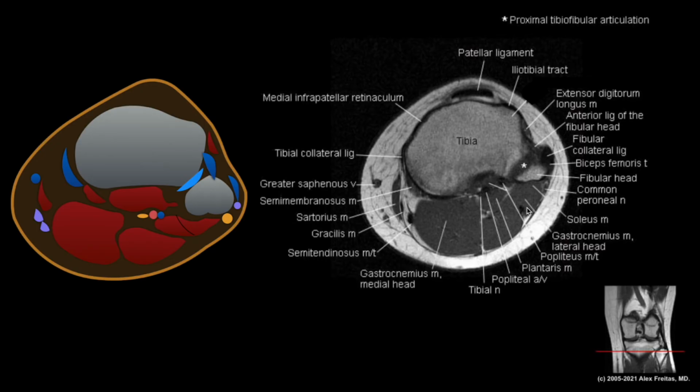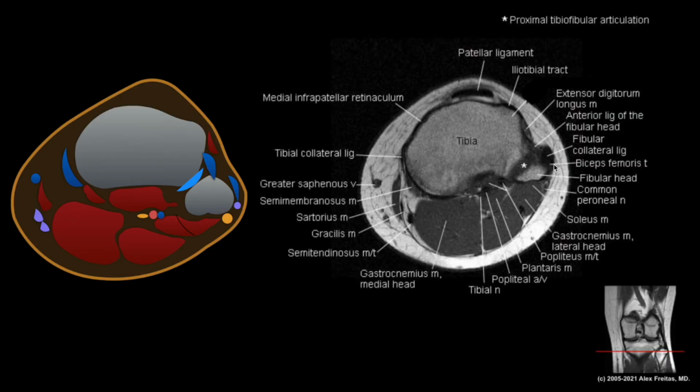And then we have the popliteus muscle and tendon, the same vessels that we had, the popliteal artery and vein, and we have here the tibial nerve. And the common peroneal nerve is here too. There is one muscle that I want to mention, it is the plantaris muscle. Again, we can see the collateral ligaments, the fibular collateral ligament and the tibial collateral ligament. Again, here we can see the biceps femoris tendon.